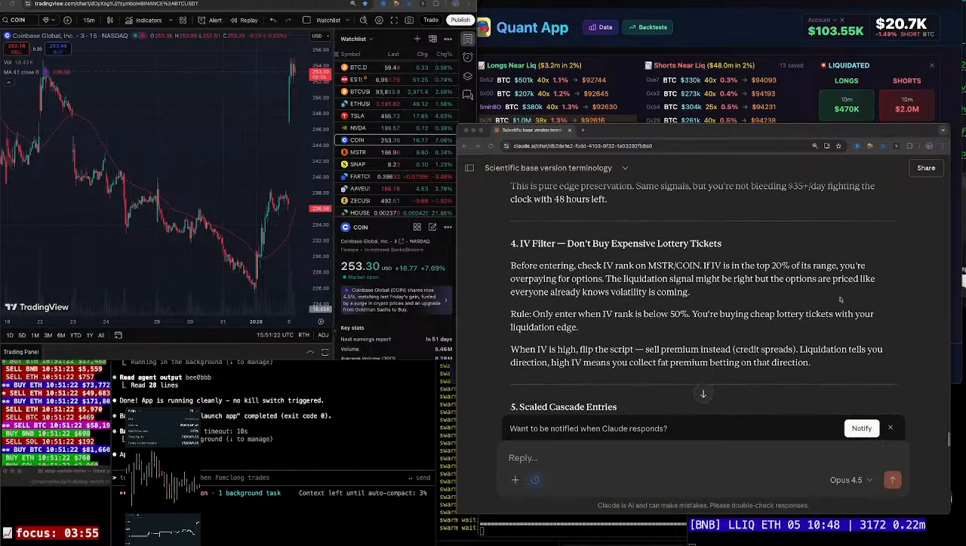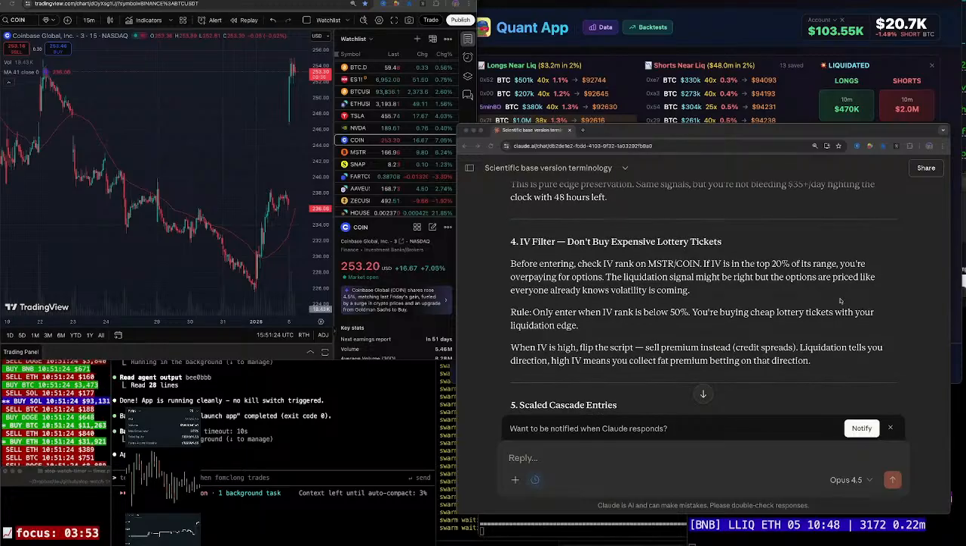Thank you. IV filter: don't buy expensive lottery tickets. Before entering, check IV rank on MSTR and COIN. If IV is in the top 20% of its range, you're overpaying for options. The liquidation signal might be right, but the options are priced like everyone already knows volatility is coming. Rule: only enter when IV rank is below 50. You're buying cheap lottery tickets with your liquidation edge. When IV is high, flip the script. Sell premium instead.